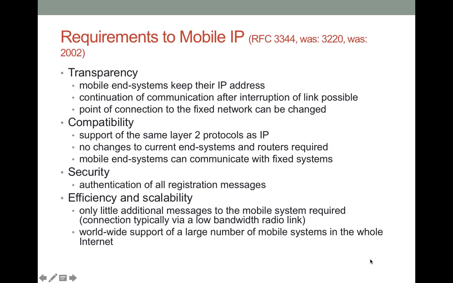Right. These are the requirements based on RFC 3344. It was 3222 before; you look at the RFC, it was introduced in 2002. The requirement is first that mobile IP has to be transparent, where the mobile end system or your device keeps its original IP address, and all communication goes as if the mobile device is talking with its own IP, without any interruption. Even if you change the location, it is still there. So transparency means, as if you bring your IP with you.